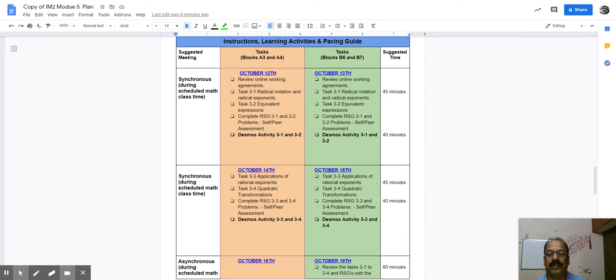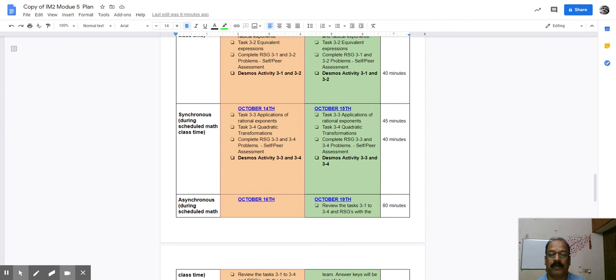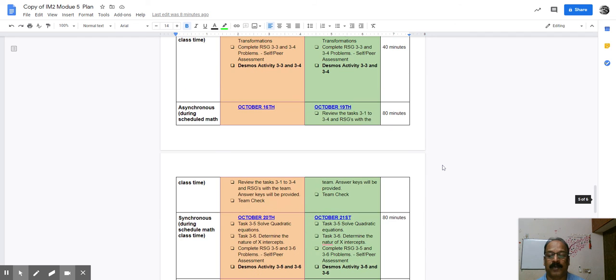And during synchronous, what is expected from you? Please remember, we always review those online working agreements: what we have to do and how we have to do everything, which we discuss again before we start the class. So make sure you go through the pacing guide and try to follow it as much as possible. This is very important for our good move of the month.